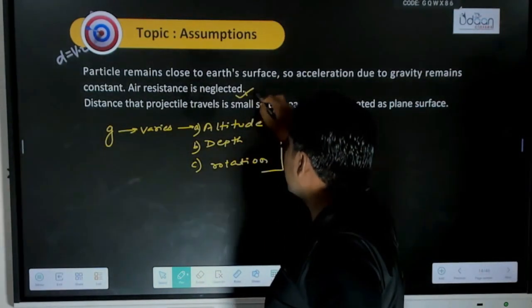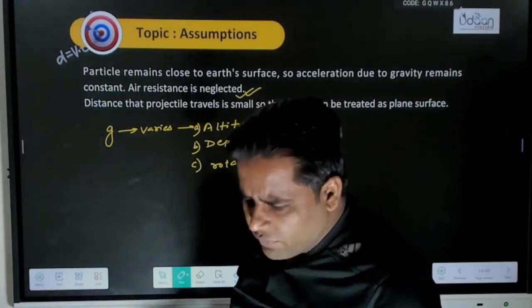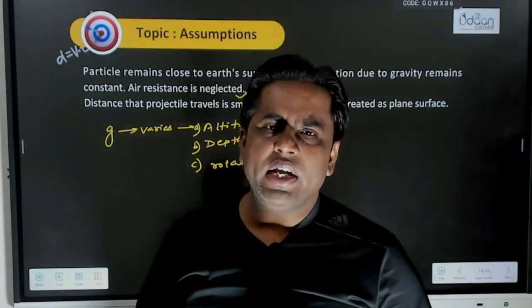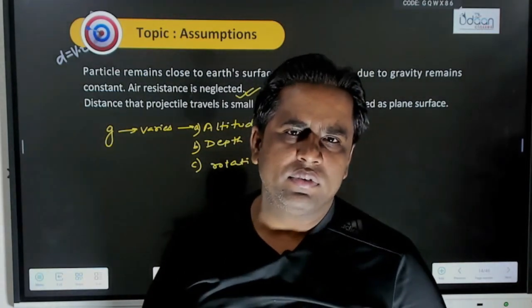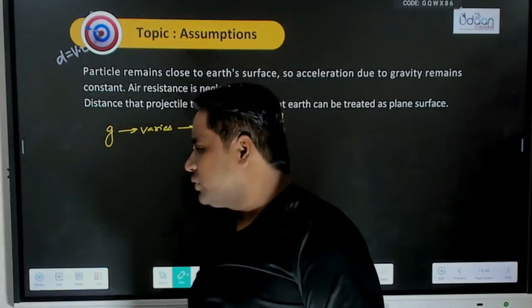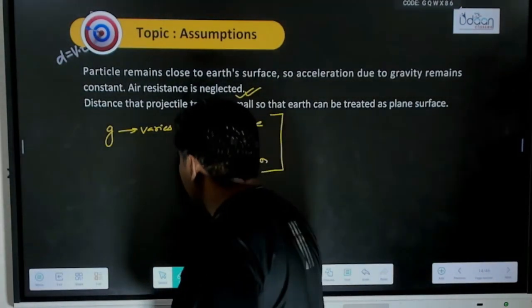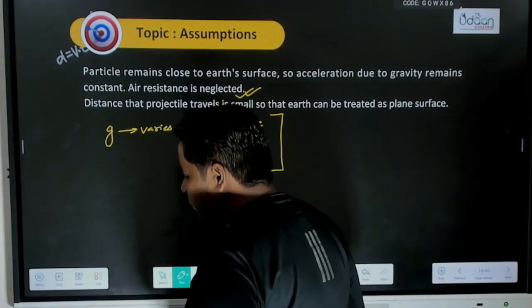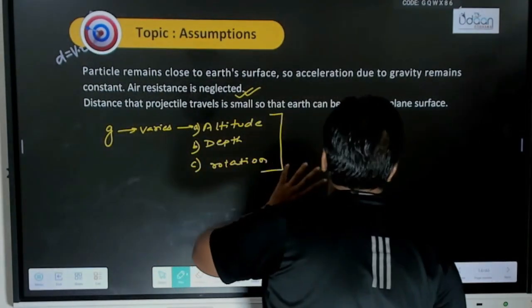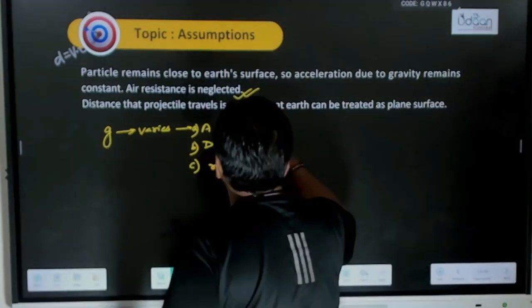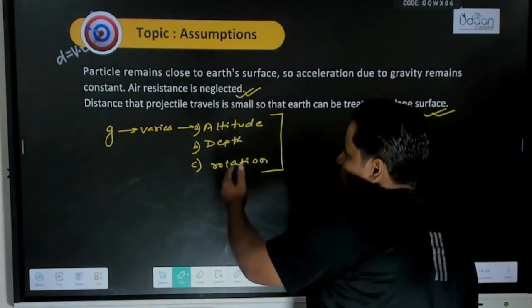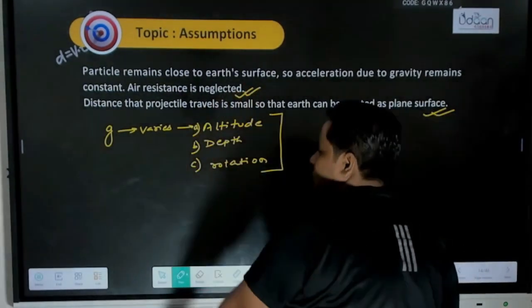Again, air resistance is neglected. Why neglected, students? If acceleration due to gravity is present and air resistance is present, definitely it will result in some resultant value, because both are vector quantities of the same nature. So it will result in some resultant value, and in that case the acceleration will get changed. The distance that the projectile travels is small, so that Earth can be treated as a plane surface. All of it has been covered in these 3 points.